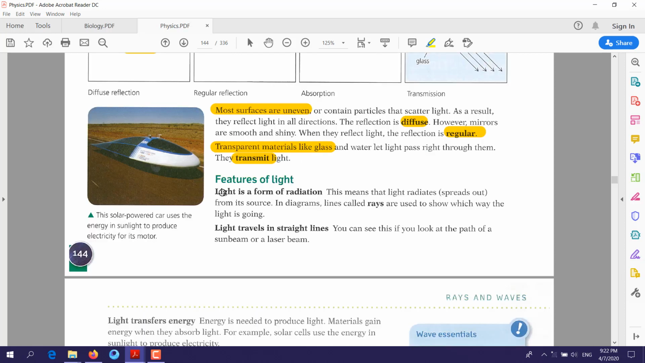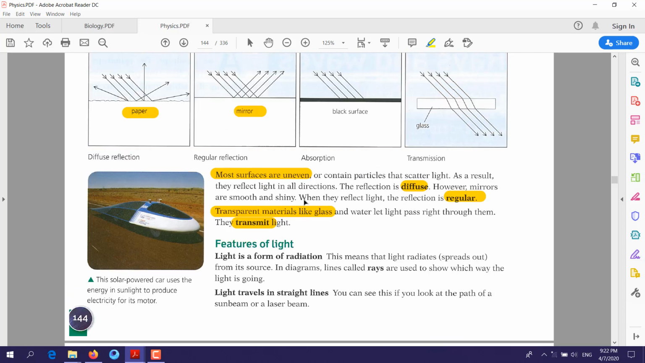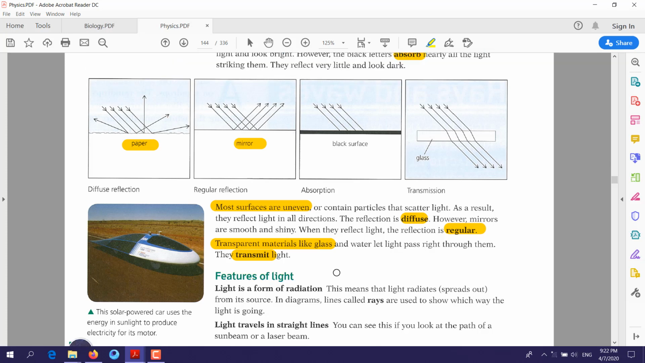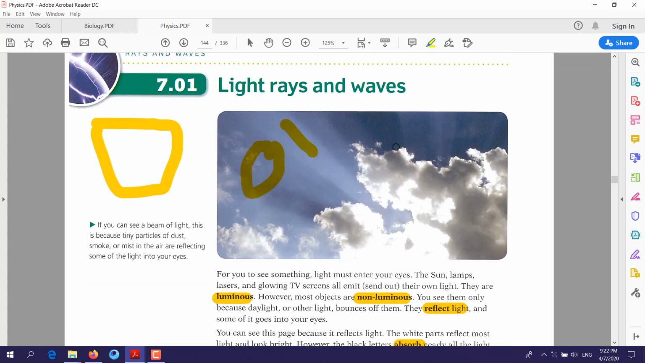Features of light. Some facts, some characteristics about light. Light is a form of radiation. What does that mean? From where do we get light? This means that light radiates, spreads out from its source. And the diagram lines called rays are used to show which way the light is going. Again, this picture shows light rays. Here we are seeing the light as a ray.